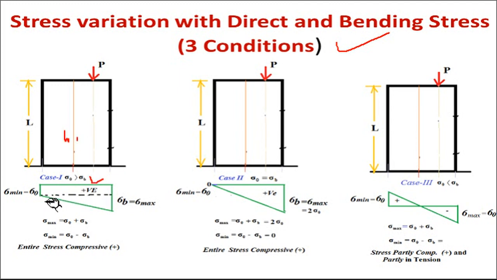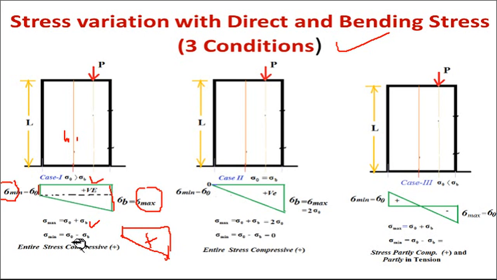This is the first case. When sigma 0 is greater than sigma b, your stress diagram will be like this. Okay, so this is your stress diagram for the first case. Throughout the base, the stress produced will be totally compressive. So this happens when sigma 0 is greater than sigma b. I have shown that the stress diagram will be like this, this particular shape. So this is sigma max, sigma 0 plus sigma b, and this will be sigma minimum, sigma 0 minus sigma b.